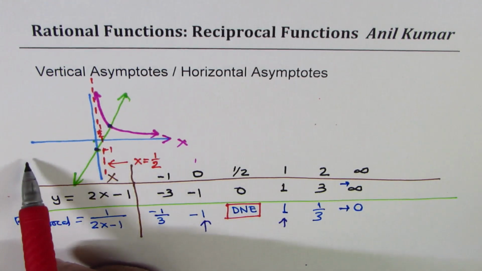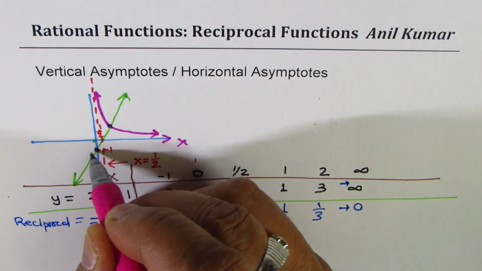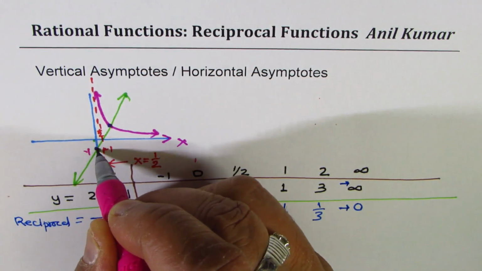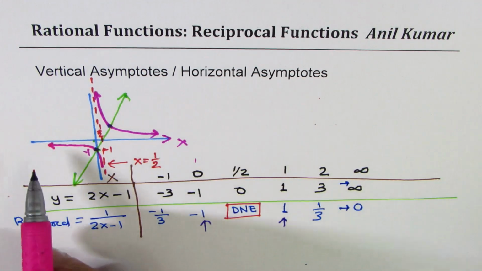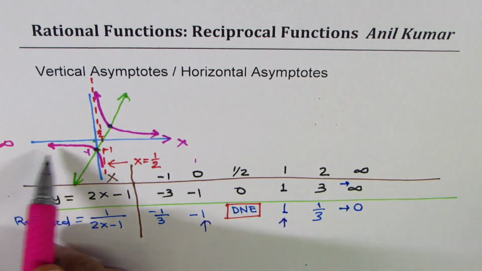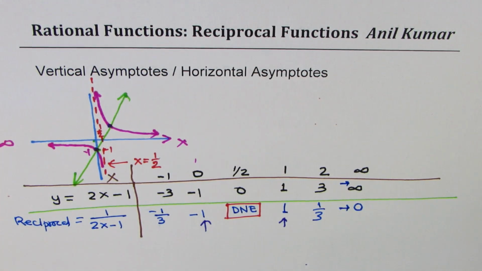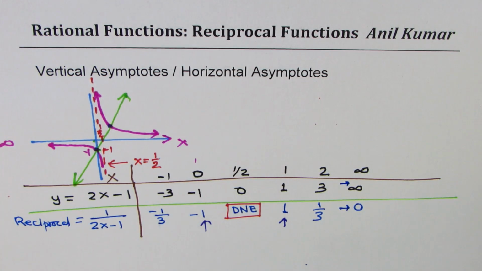On the left side of this vertical asymptote, the graph of the curve will be kind of like this. It crosses at -1, right? And goes down. And on this side, it will go towards the 0. As x approaches -infinity, reciprocal approaches 0. So that is how you're going to get the graph of this line.